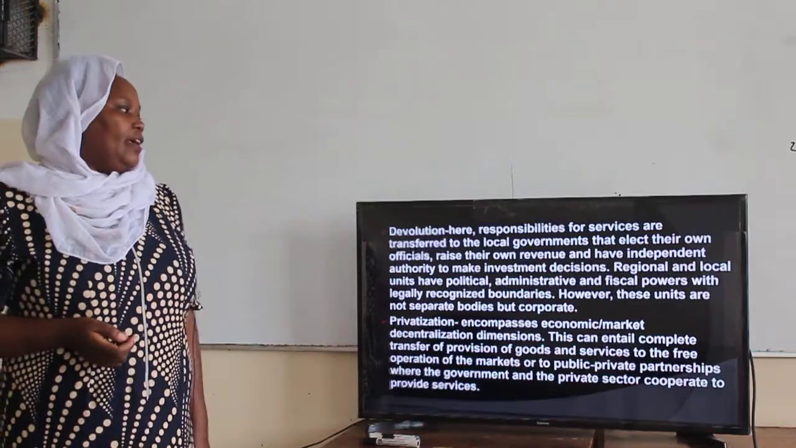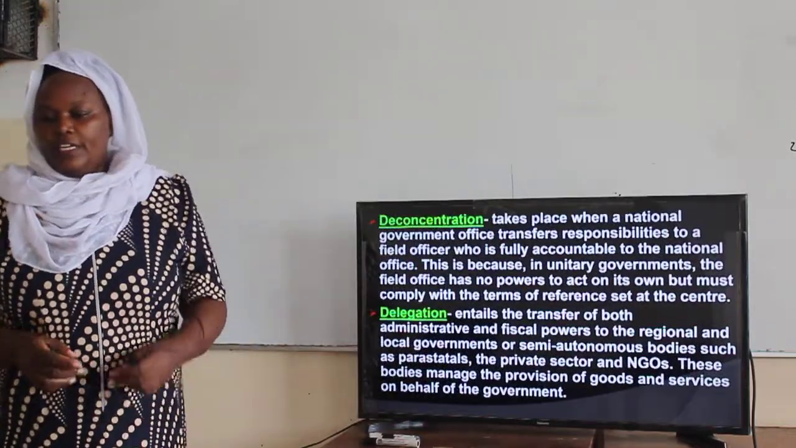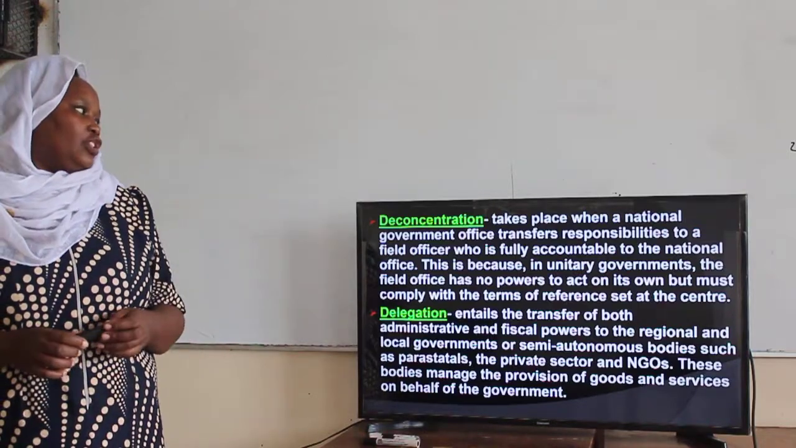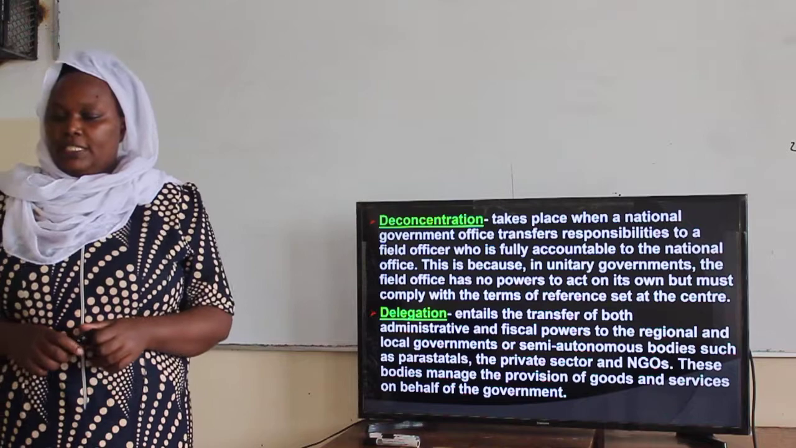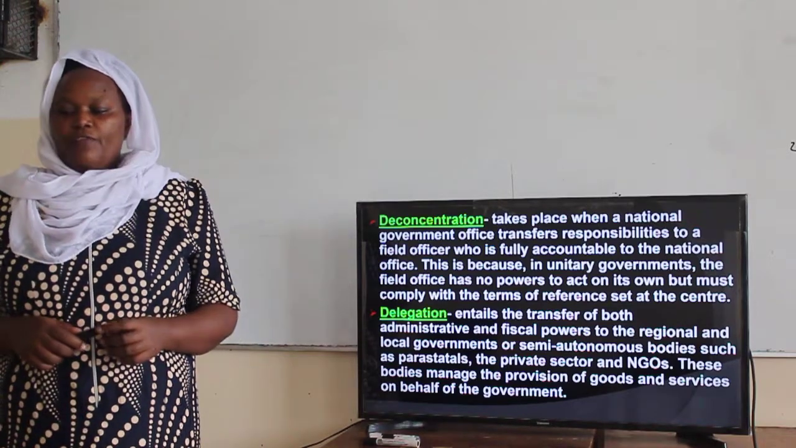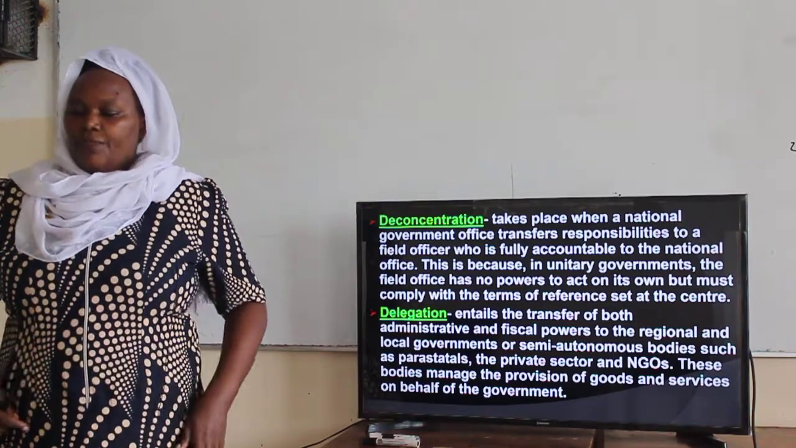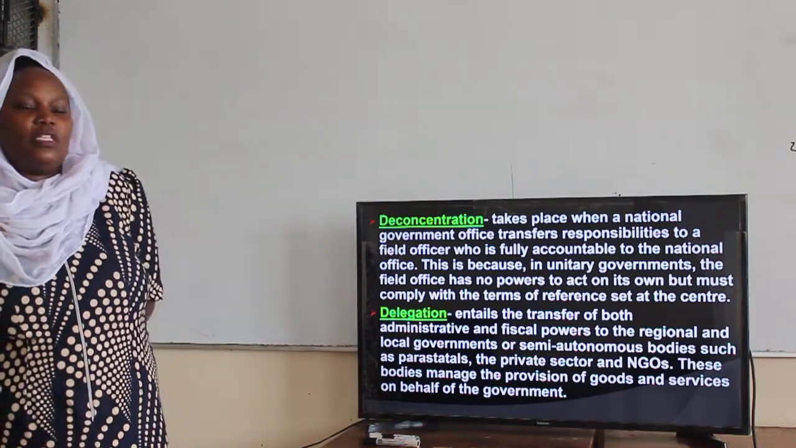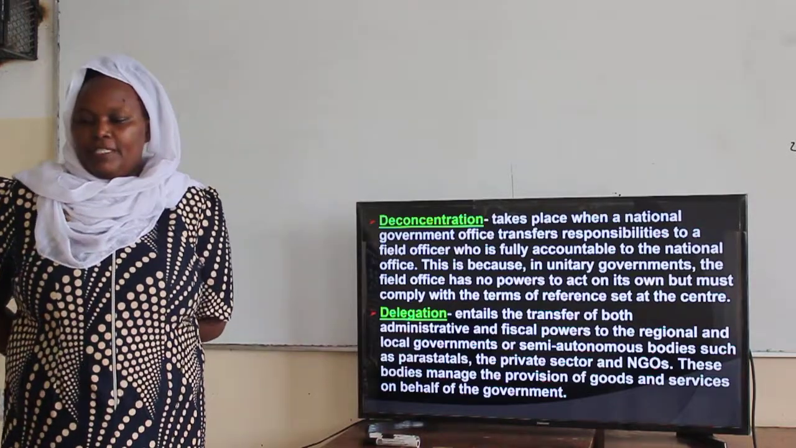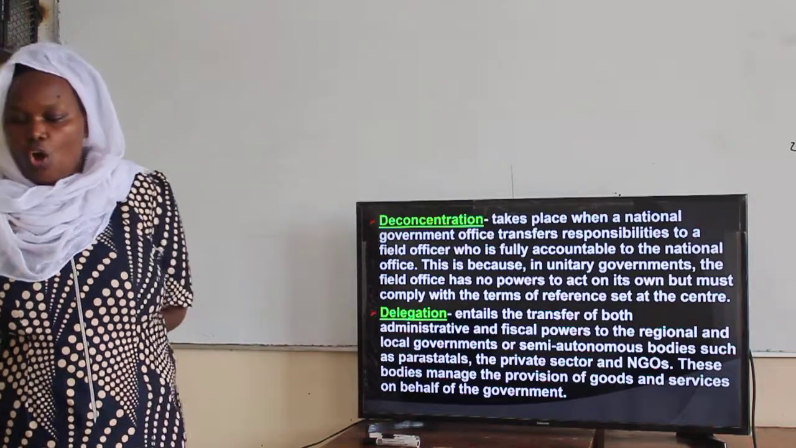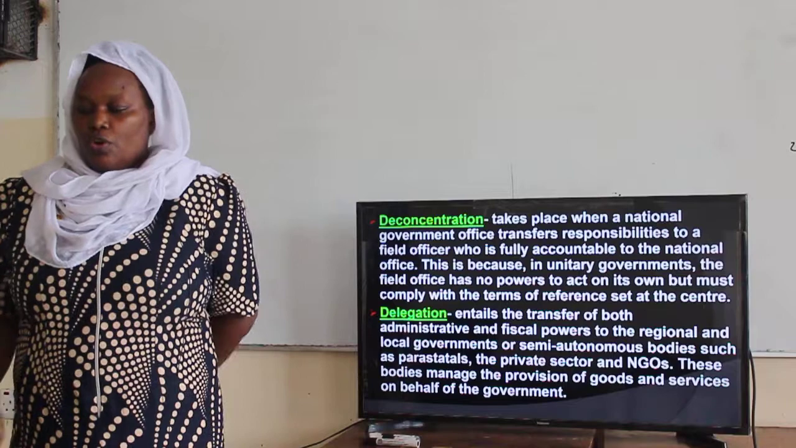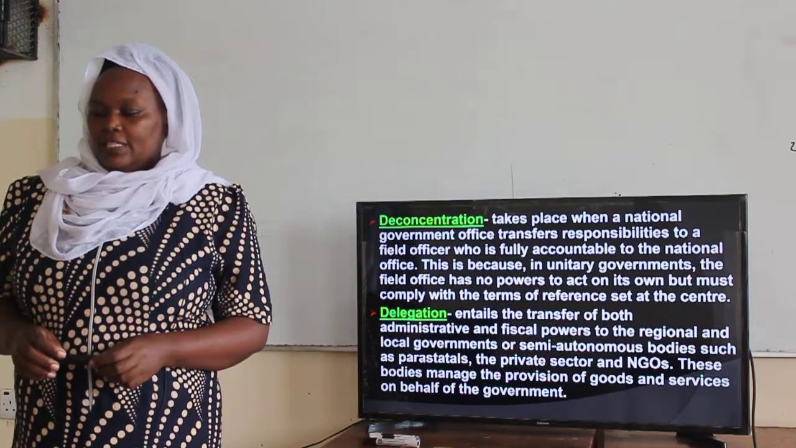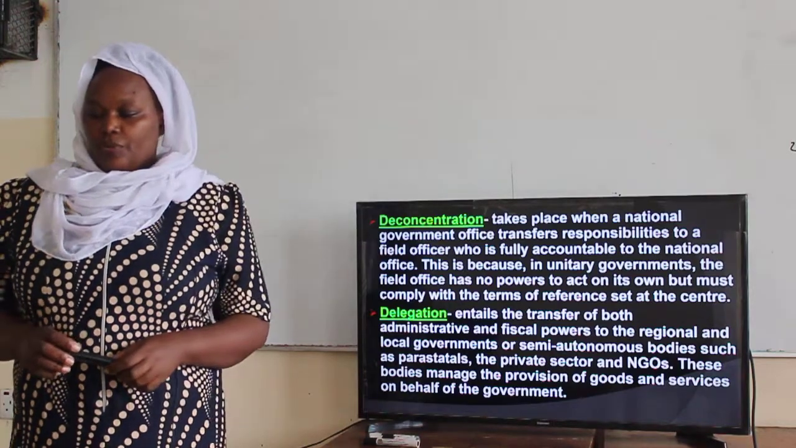And finally, we have deconcentration. This takes place when a national government office transfers responsibilities to the field officers, who are fully accountable to the national office. This is because in a unitary government, the field office has no power to act on its own, but must comply with the terms of reference set by the central government.